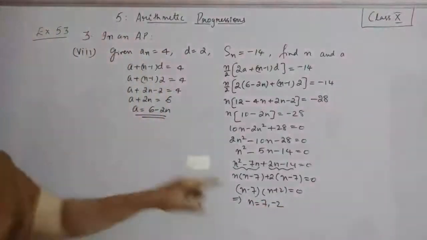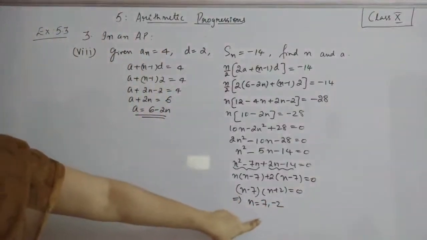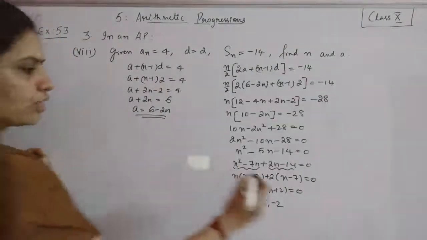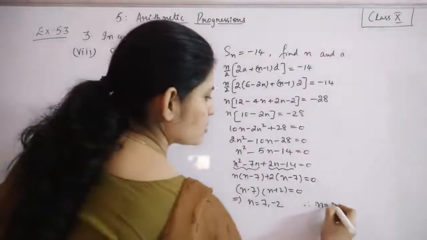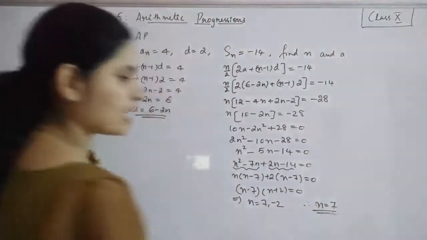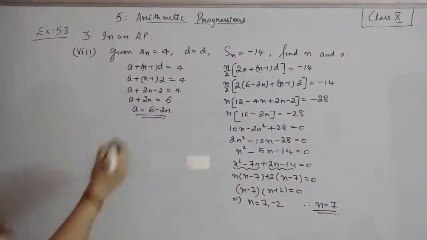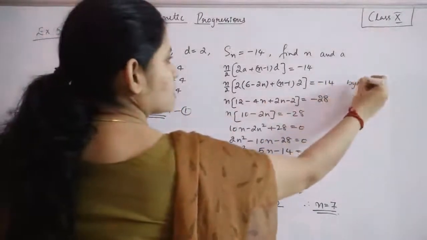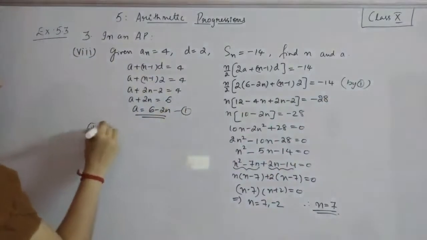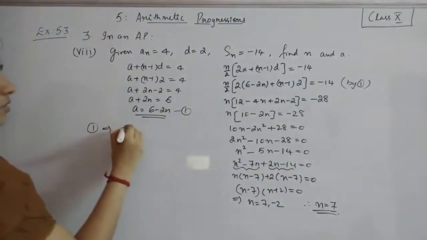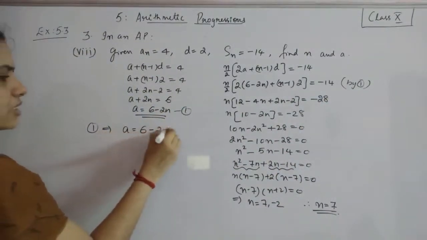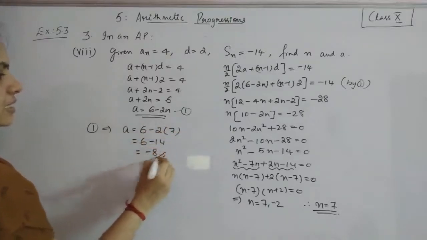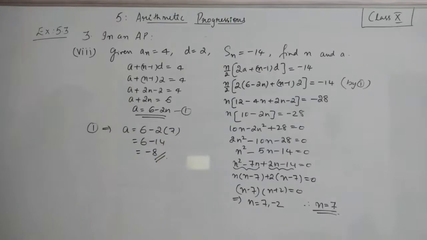And since n is again the number of terms, only 7 is admissible, negative you cannot take. Therefore, 7 will be chosen as your value of n. And now in this equation, which is used in this one, you will just replace the value of n equal to 7, so that a is equal to 6 minus 2 into 7, which is equal to 6 minus 14, which is equal to minus 8. So a is equal to minus 8. Okay.